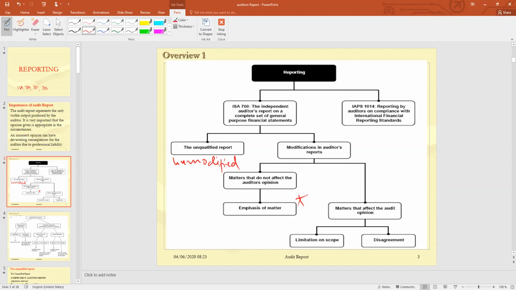The accounts present a true and fair view. However, you need to be careful of the following. One of the matters that you can emphasize, and actually the auditor then did emphasize, was the going concern of the company.